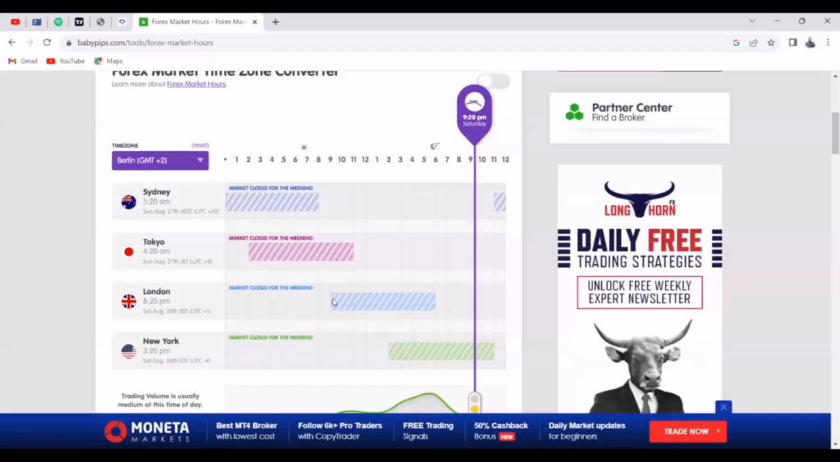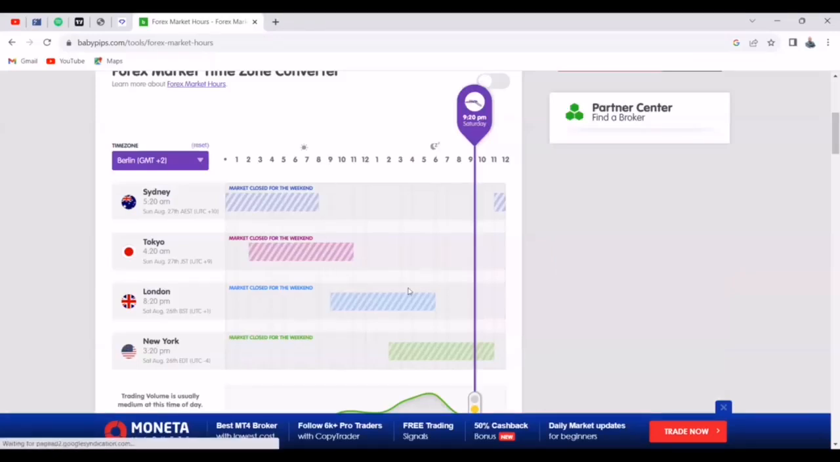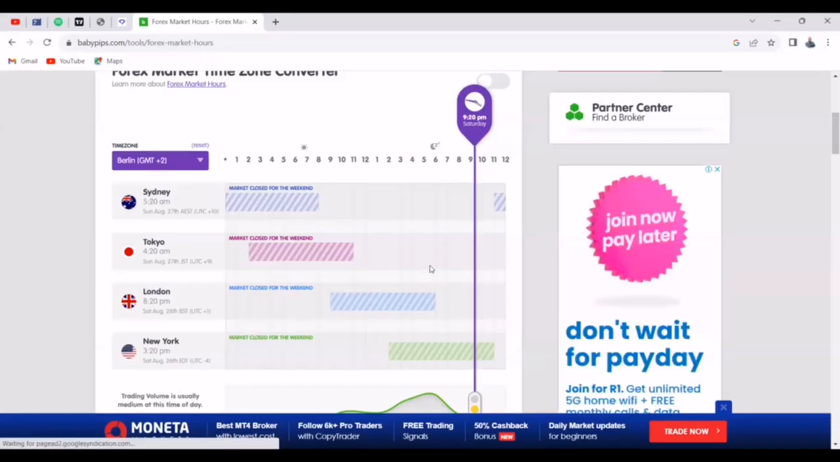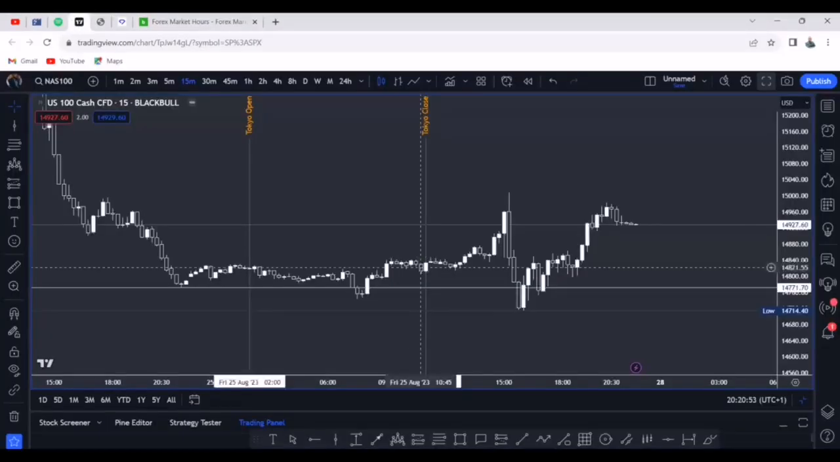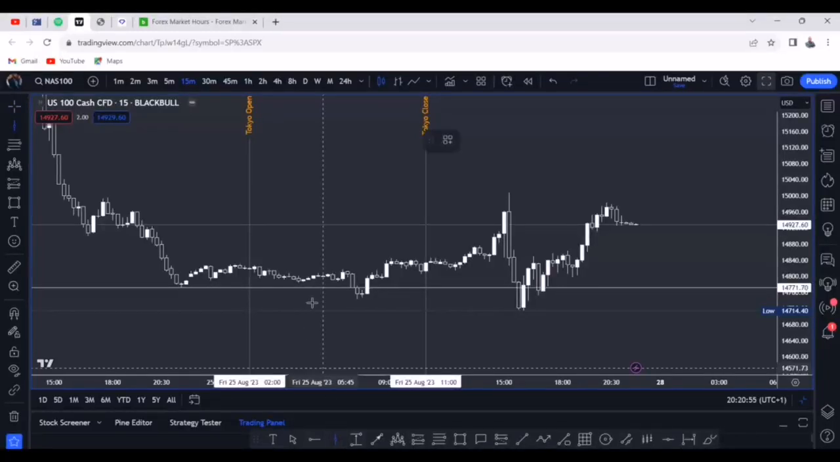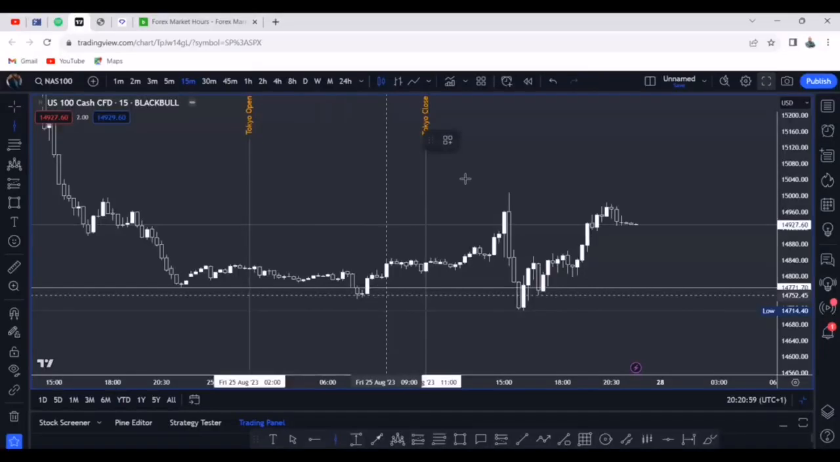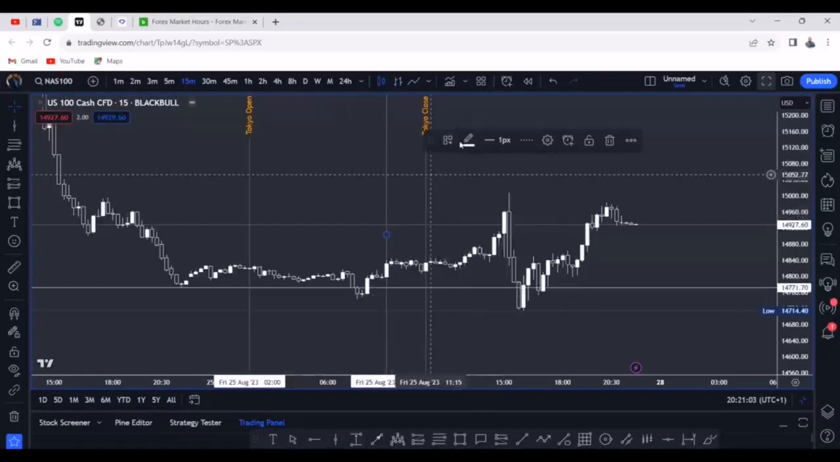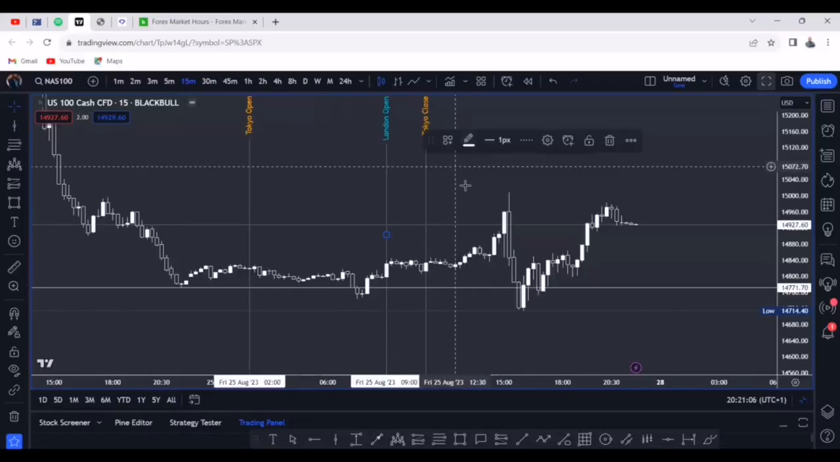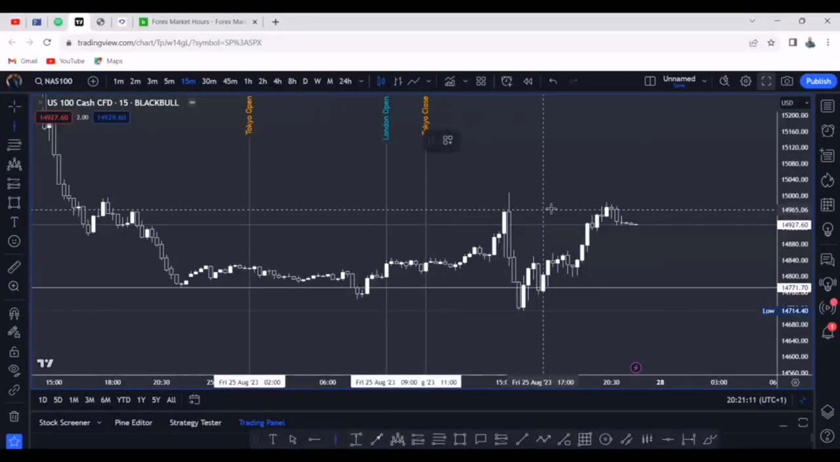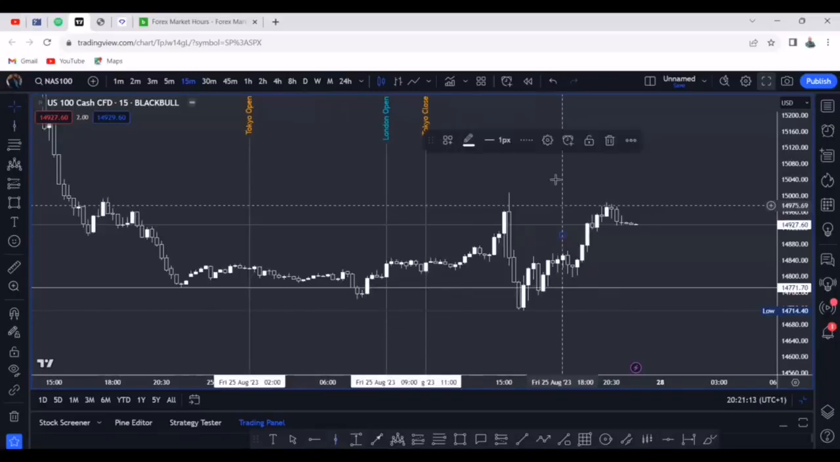Then what do I see? London is from 9 a.m. to 6 p.m. in my local time because I'm on GMT +2. So I'd go back and look, where's 9 o'clock? 5, 6, 7, 8, 9. So 9 o'clock is here. This would be the London Open session, which would essentially be at 9. And then 6, which is over here, would be the London close.